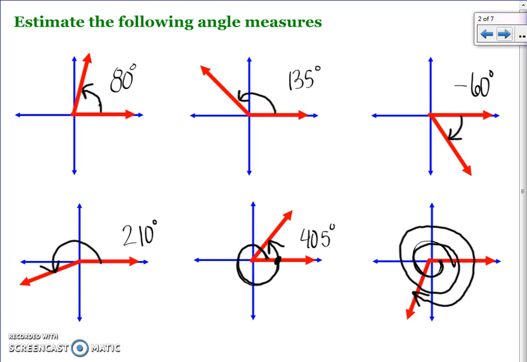We go one full circle, two full circles, so right here is how much? Okay, and then about how much more did we go? 100, 110 more. Okay, so 835, somewhere around there. Okay? Questions on that? Those are just estimates, just to kind of get used to what these angles are doing.